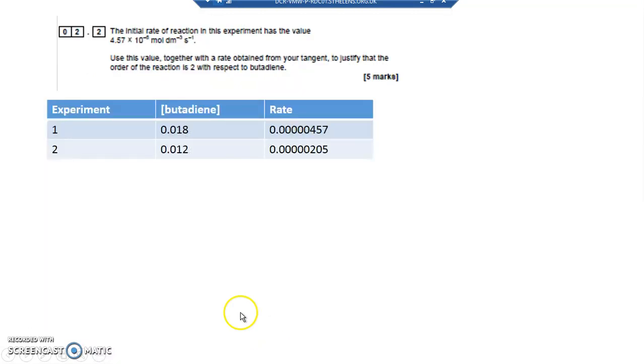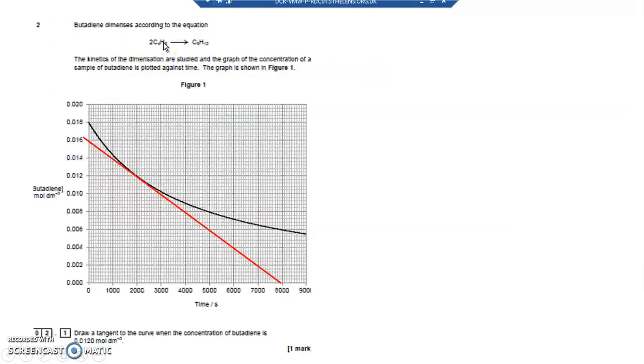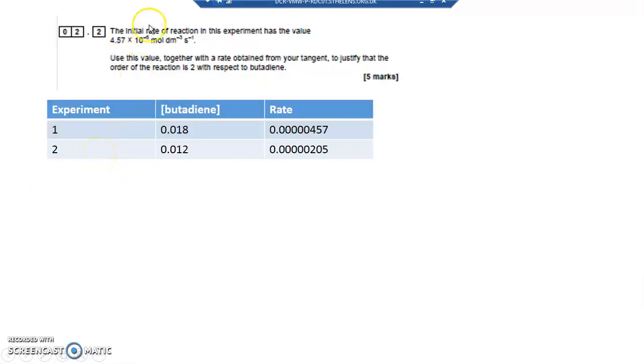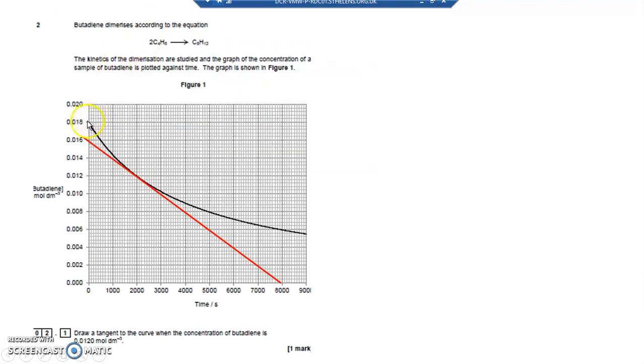Now, what's the next question? I've done a little bit of a spoiler here. The initial rate of the reaction in the experiment has a value of 4.57 times 10 to the minus 4. That means the initial rate is the tangent here at that point at time 0. So at time 0, here is the initial rate. And I've been given the initial rate here as 4.57 times 10 to the minus 4. So that's at this point here.